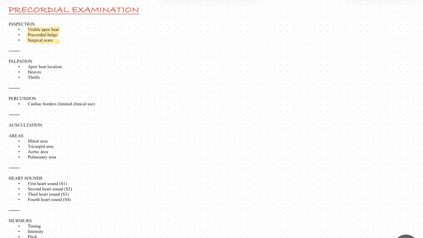Then coming to palpation, here you are going to test the patient. Apex beat location: if there is any pulsation, you have to mark the accurate site where it is actually felt. Then heaves, thrills, no need to worry, I will be teaching this.